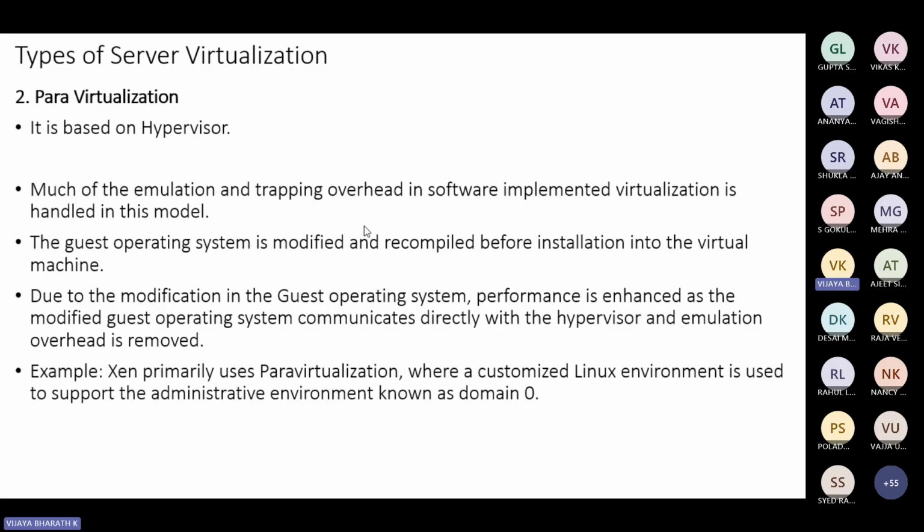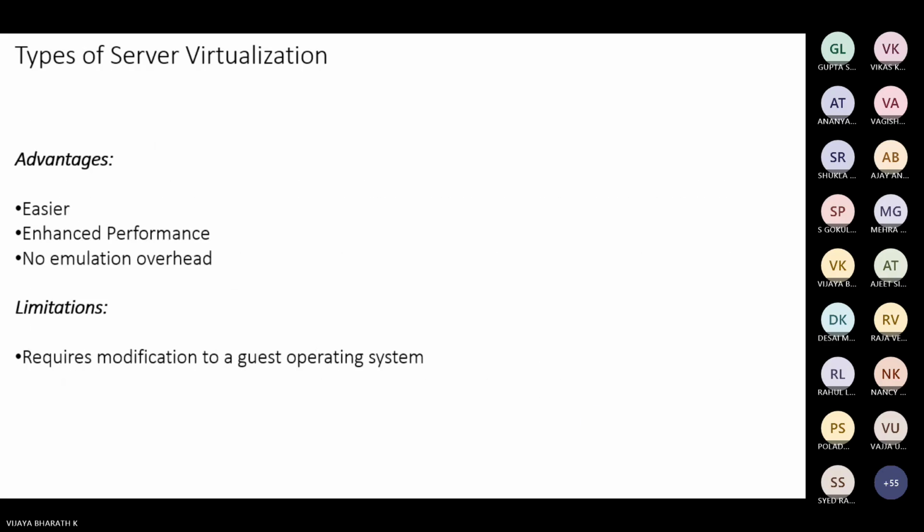Next are examples. Xen primarily uses para virtualization. Xen is from Citrix, where a customized Linux environment is used to support the administrative environment known as domain zero. The advantages of this server virtualization are that it is easier, gives enhanced performance, and no emulation overhead is required. Next are the limitations: it requires modification of the guest operating system.